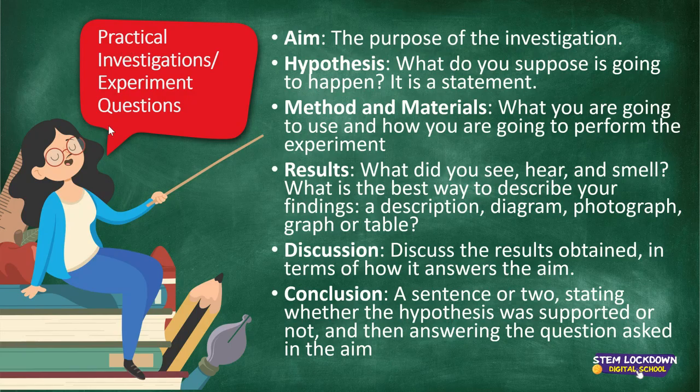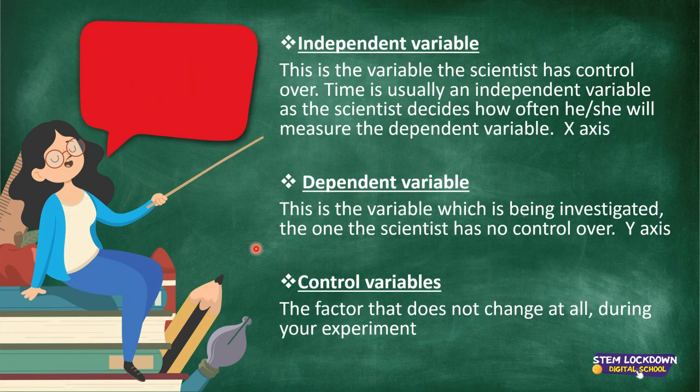to our practical investigations and experiment questions. So another thing that we find when we're doing experiments or practical investigations is your variables, right? We should be able to identify variables. So we have what we call the independent variable, we have what we call the dependent variable, and we have what we call control variable or variables, right? So the independent variable, this is the variable that you have control over. Again, it is the one that you change.